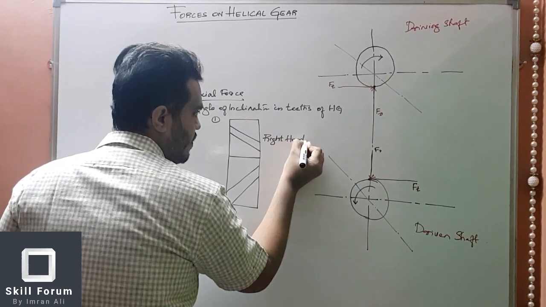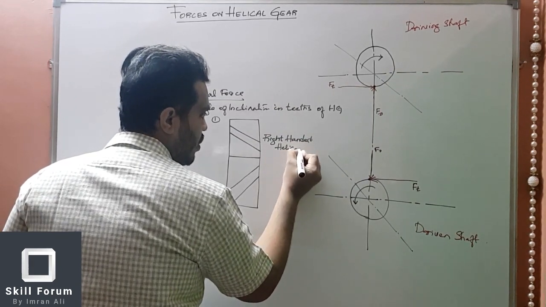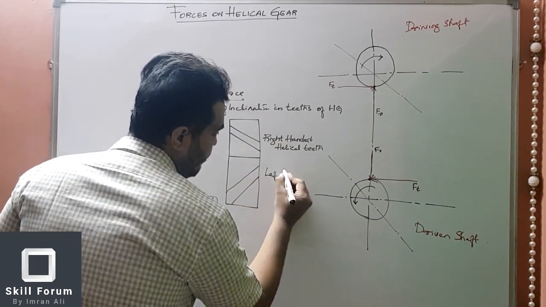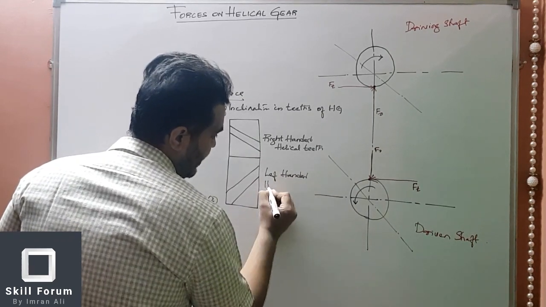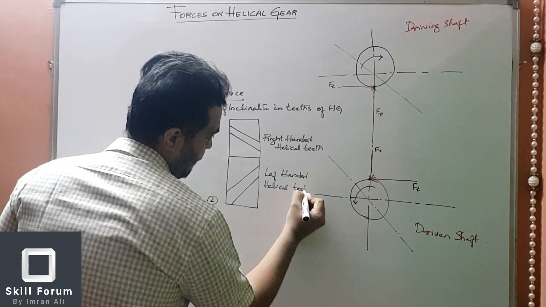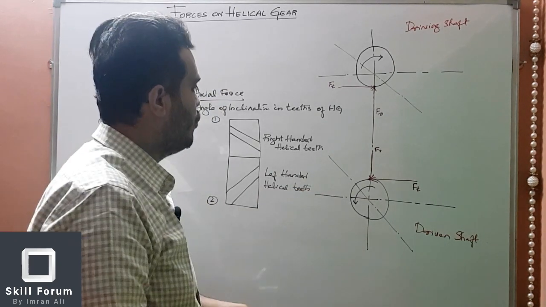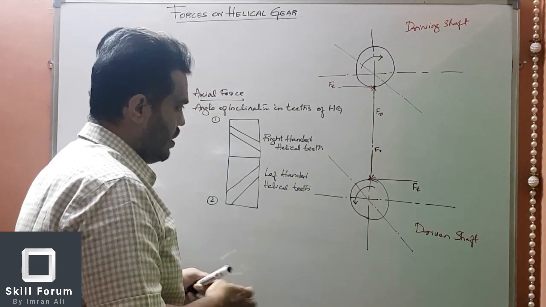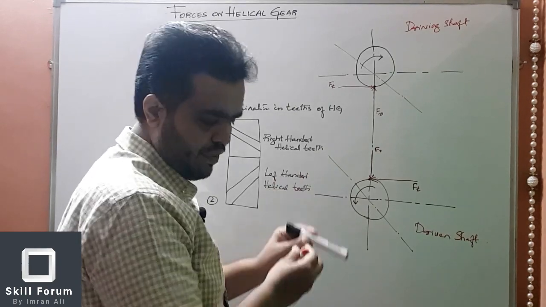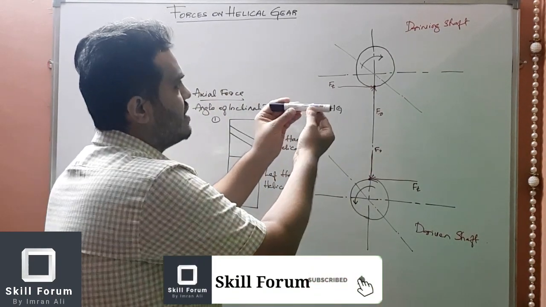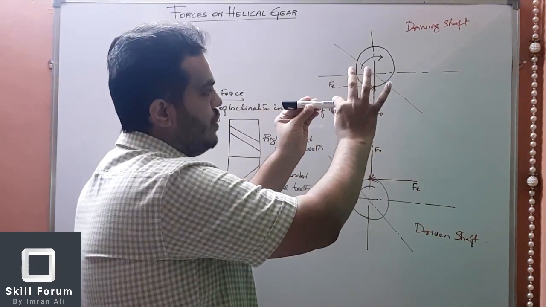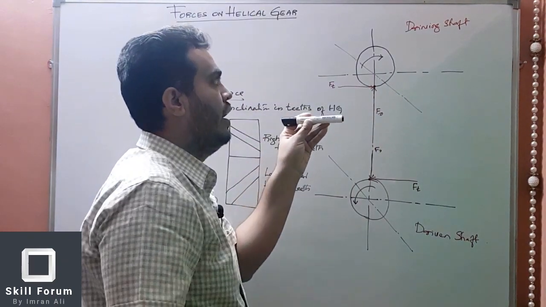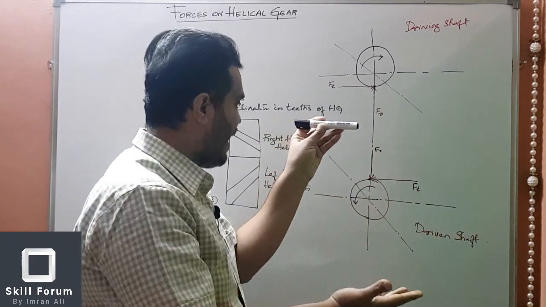So this is the right-handed helical teeth, okay? And this is towards left, we will call it a left-handed helical teeth. So this is very important. To define the axial force in a helical gear, you just try to understand this. Consider this is a driving shaft, right? You need to use the right hand as well as the left hand to define the direction of the axial forces.